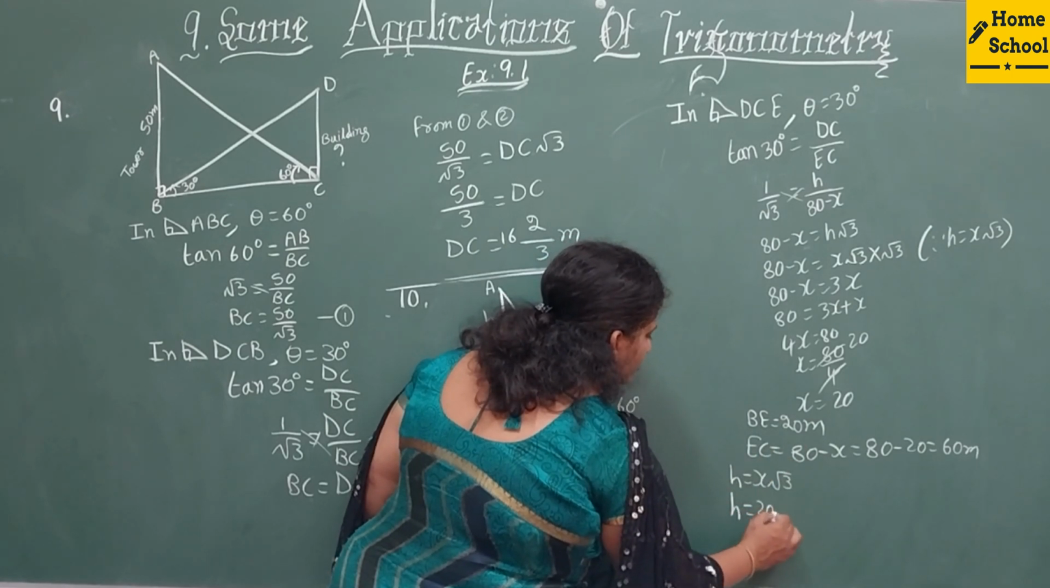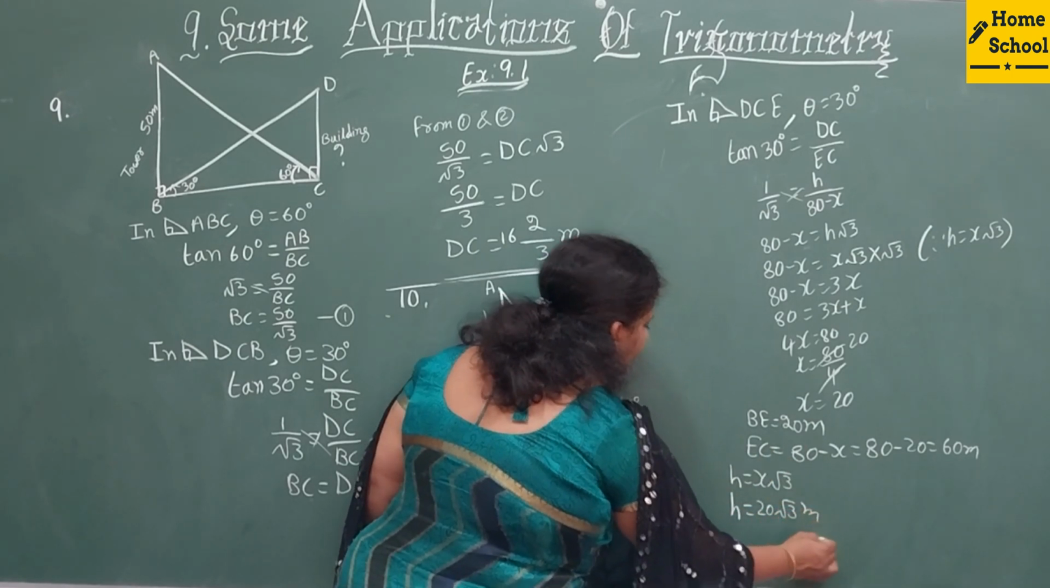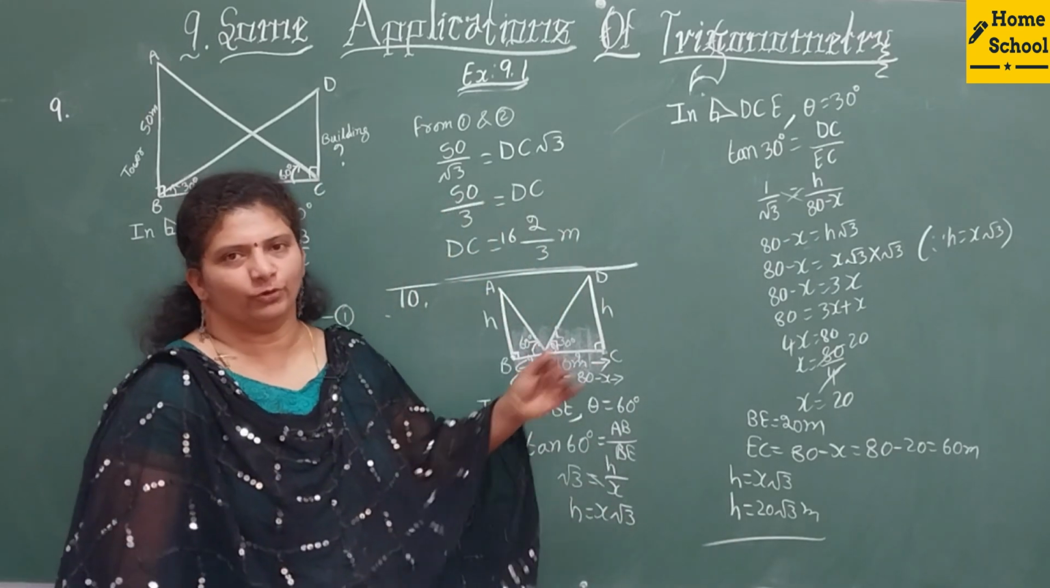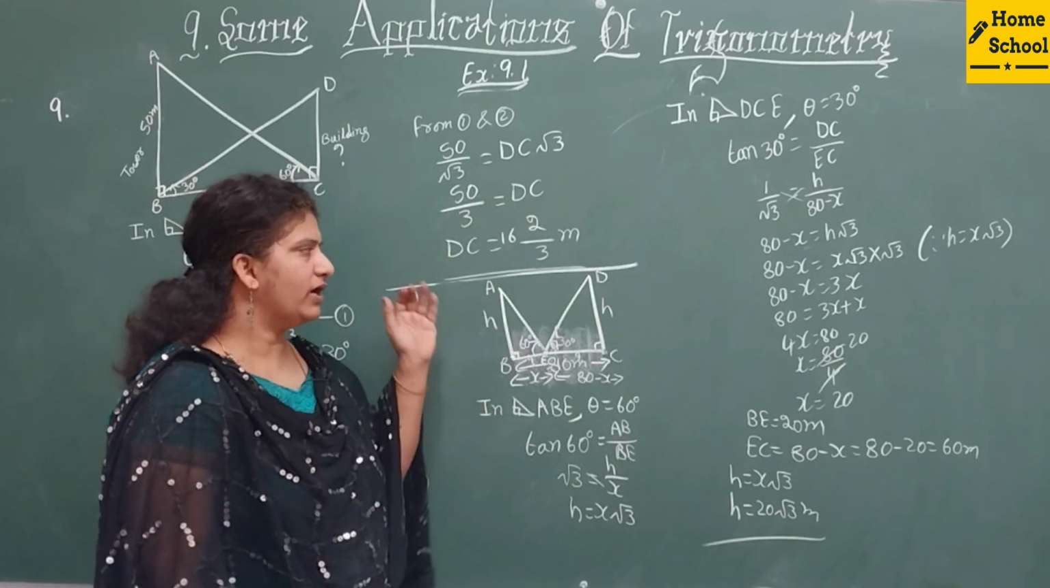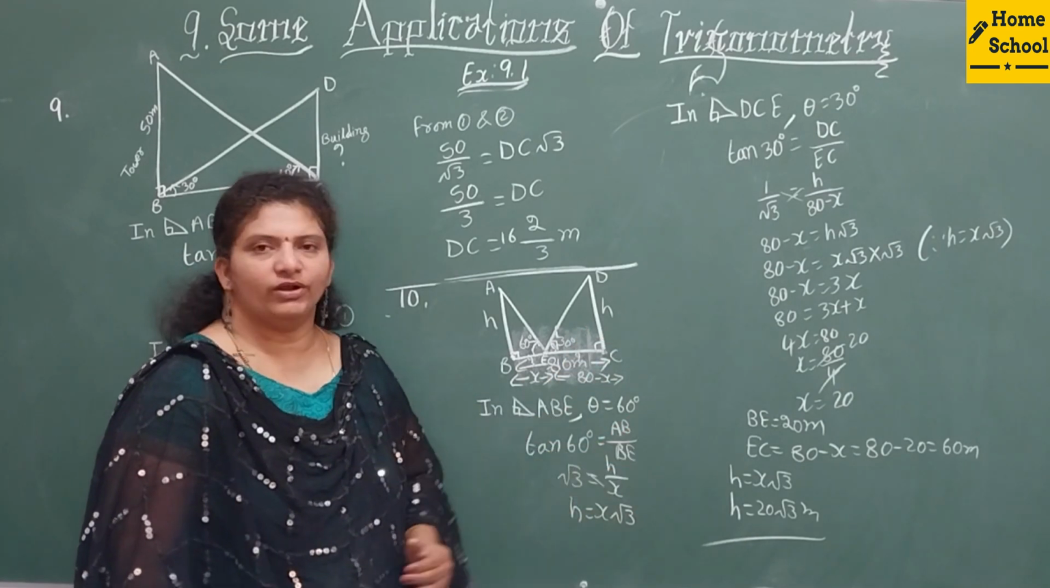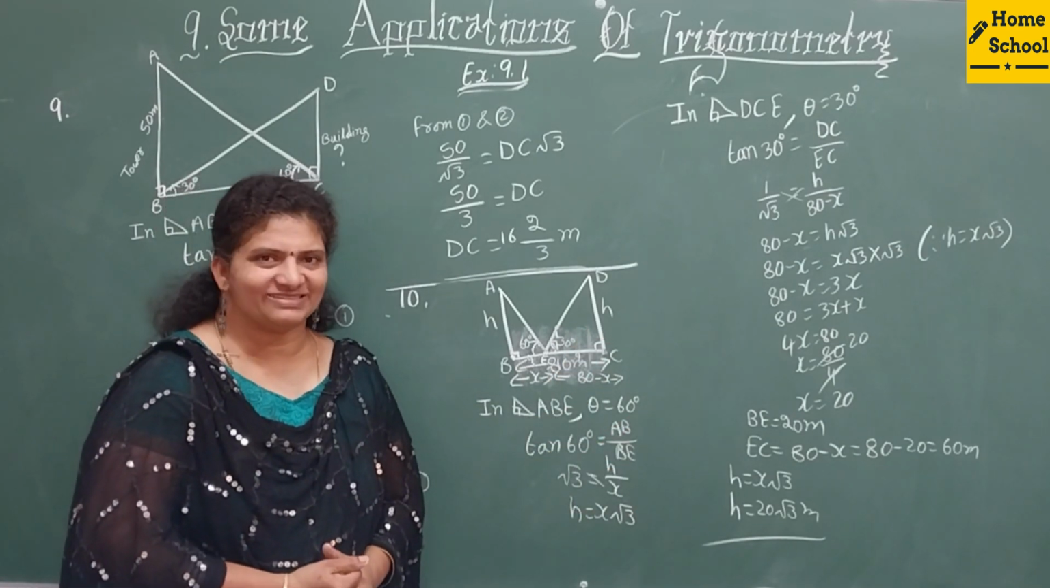H is equal to 20 root 3 meters is the height of the two poles, whereas AB equal to CD is equal to 20 root 3 meters.